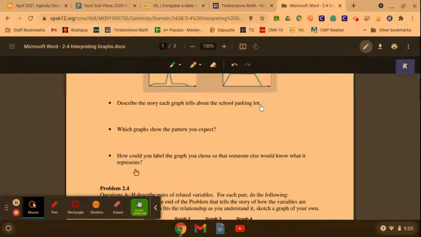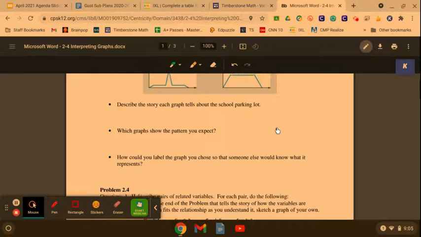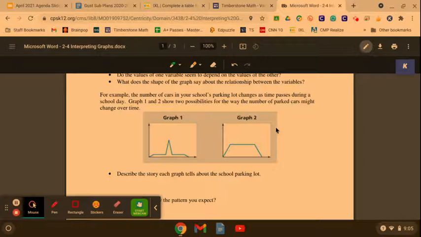And what I'm going to have you do is I'm going to have you take a look at different graphs, and you're going to be able to match graphs with scenarios. So for example, here, just looking at that graph, you wouldn't be able to tell that it's talking about cars in a parking lot. But what I'd like you to do is think about the variables. So cars in a parking lot and time.